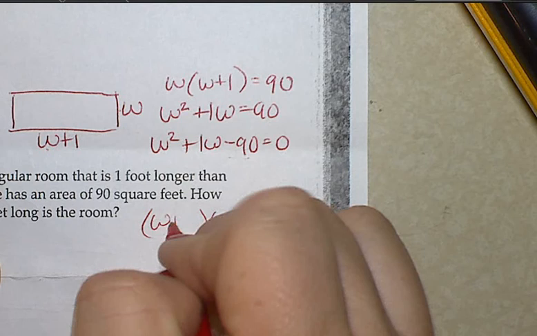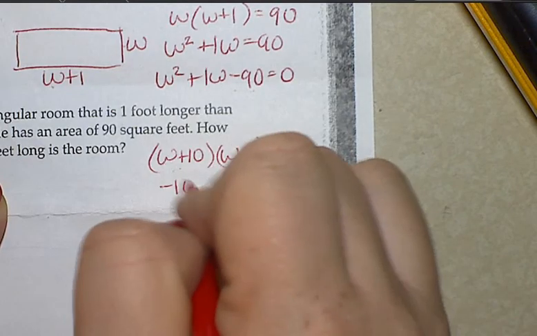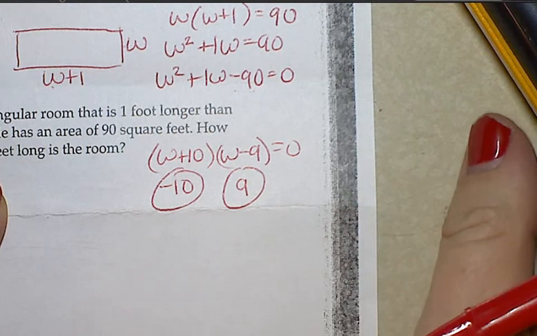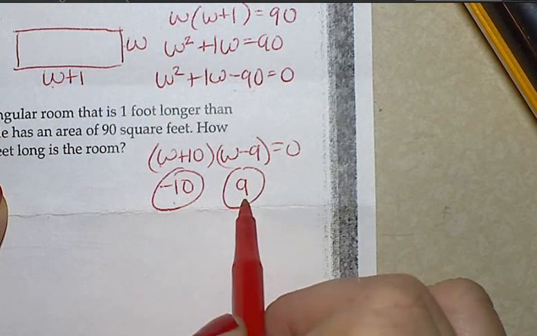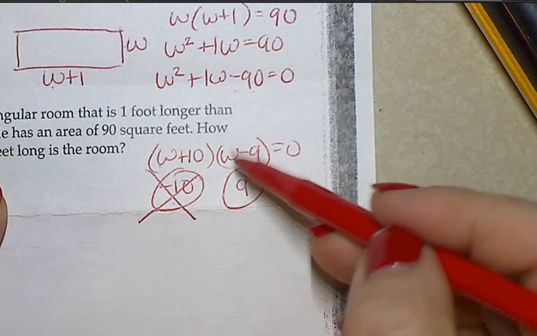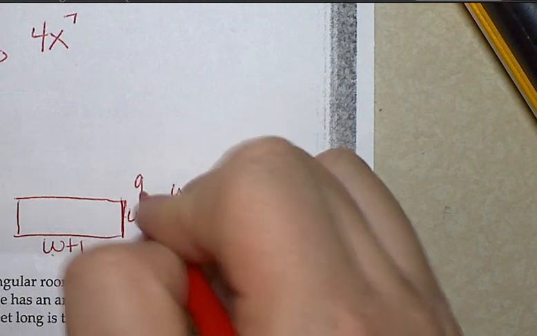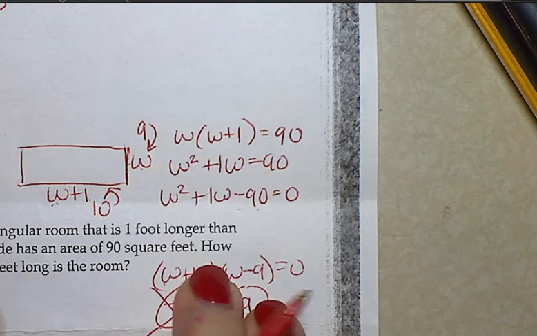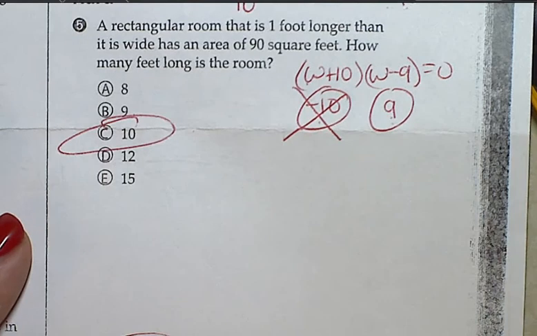Positive 10 and negative 9. Okay, what is the answer to this? Negative 10. The answer to this is positive 9. Okay, now let's think of extraneous solutions. This represents the width. Can the length of something be a negative number? So at this point we know that w equals 9. If w equals 9, that means the width is 9, and 9 plus 1 is 10. So how many feet long is this room? It is 10 feet.